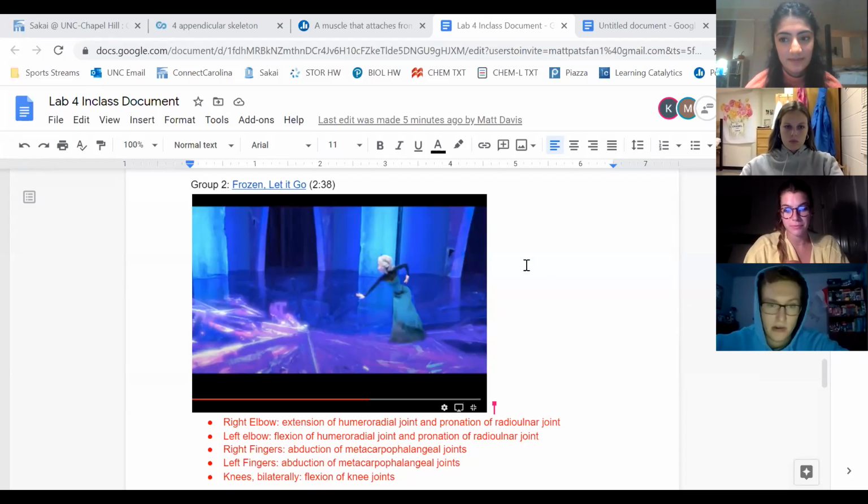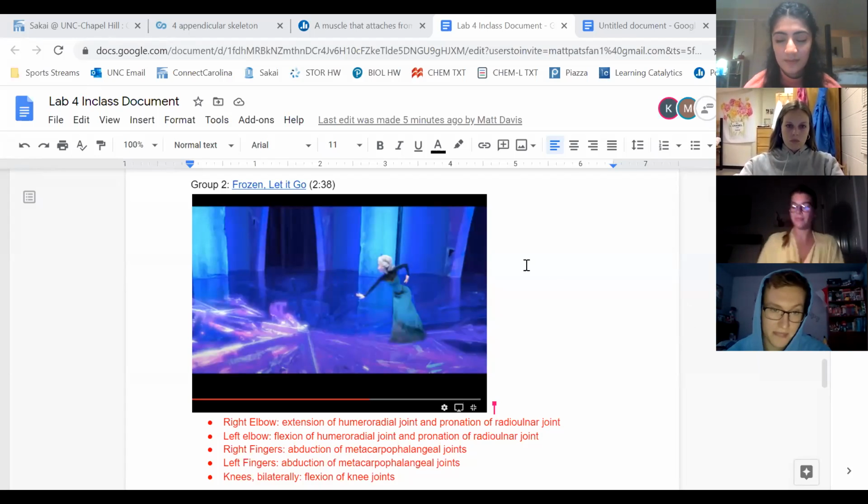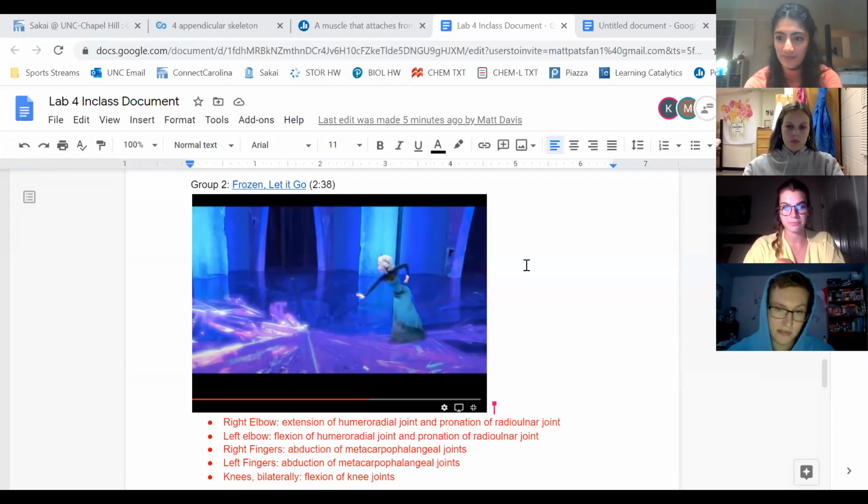So we said her right elbow is extension, because it's straight out. It's extension specifically of the humeroradial, but also her palm is facing down, so we said pronation, specifically radial ulnar. As far as the left elbow, we said flexion of the humeroradial and also pronation of the radial ulnar.